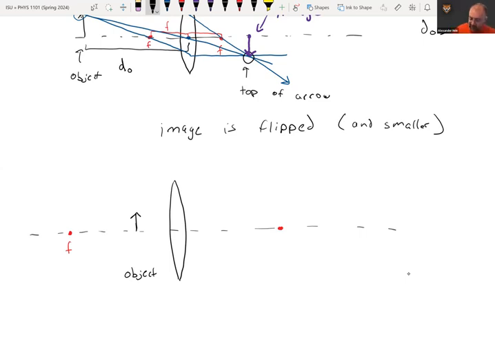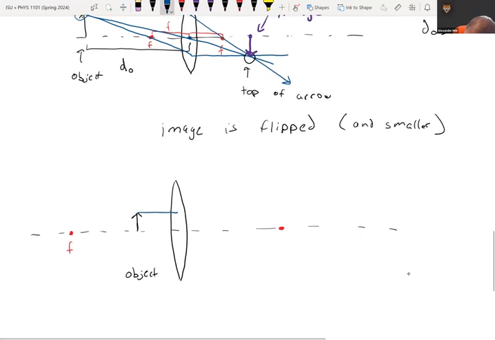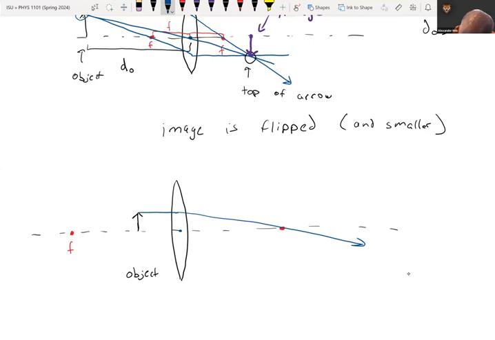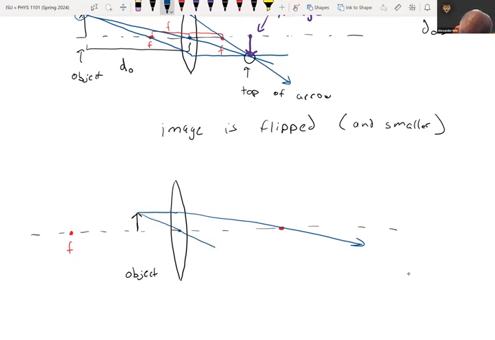Now, it's a little bit counterintuitive how this works. I'll do it with blue again. First one's still super easy. We do parallel, and then that bends towards the focus, okay? Because it's still a converging lens. All right. Now the next one is also somewhat straightforward. Nothing really changes there. We just go through the center.